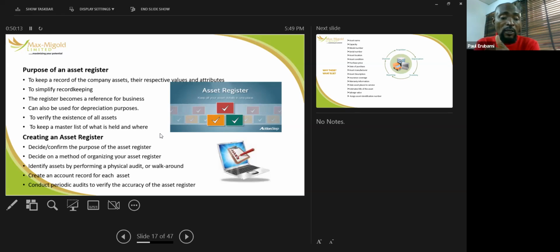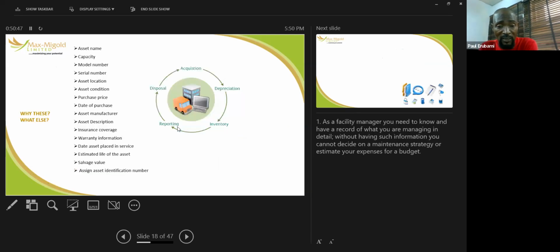Create an account record for each of the assets and conduct periodic audits to verify the accuracy of the asset register, so that whichever asset has been replaced with a new one, you can make sure you do what we call asset register updates. And asset register is not what every Dick and Harry should have access to. It should be restricted to a certain level. You should have people who have access to it, who can update it and who can remove items from the asset register. And what are those things that should be included in your asset register?